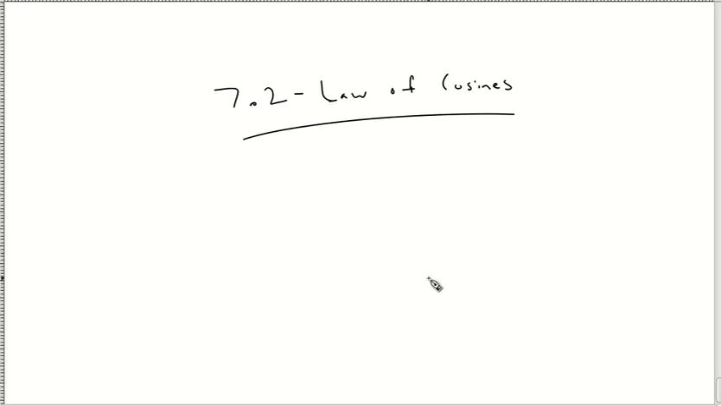Hello everyone, this is the video lecture for 7.2, Law of Cosines. I'm going to give you my preferred formula. I think there's six different versions of this, but I'll just write the one because they're all basically duplicates. So a squared is equal to b squared plus c squared minus 2bc times cosine of angle A.